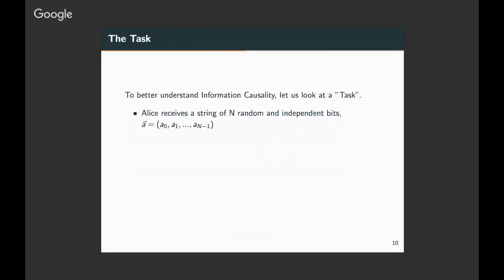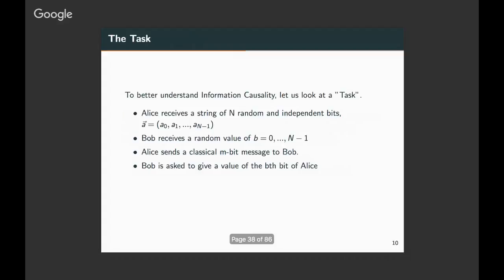Alice receives a string of n random and independent bits, represented through a vector A, from A0 to A(n minus 1). And Bob receives a random value B, say from 0 to n minus 1. After this, Alice sends a classical M bit message to Bob. Bob is asked to give the value of the bth bit of Alice.